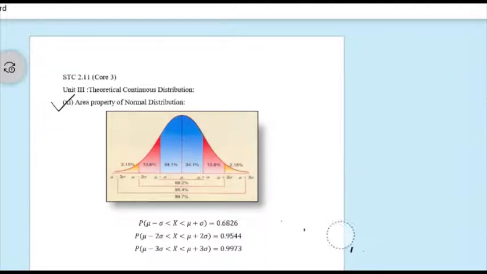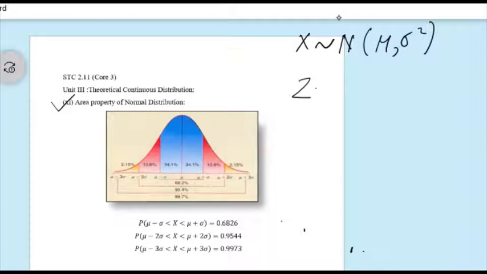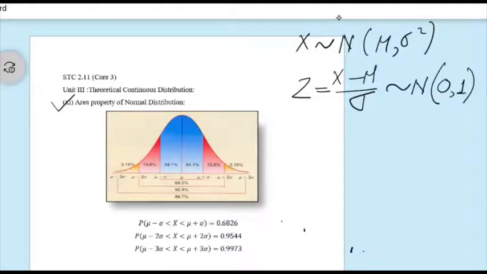When the random variable x follows normal distribution with mean mu and variance sigma square, again we have learned that we can transform this variable to z, that is the transformation x minus mu by sigma, and this new random variable z follows the normal distribution with mean 0 and variance 1.